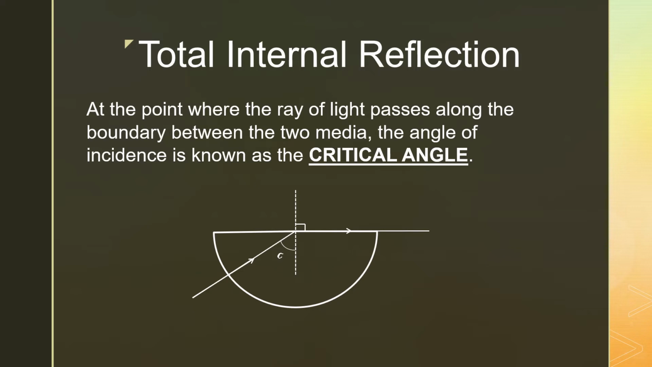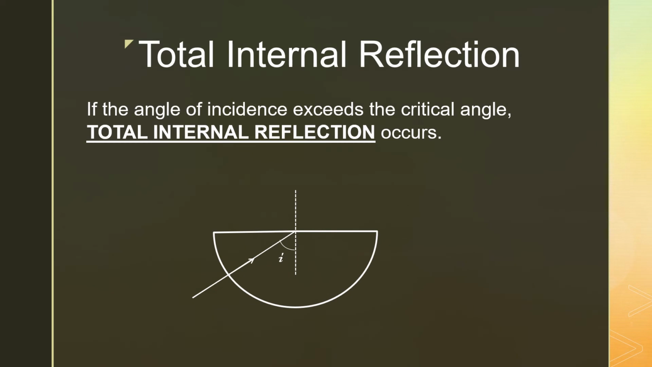Or to put it another way, the critical angle is the angle of incidence that results in the angle of refraction being 90 degrees. So what happens if the angle of incidence is bigger than the critical angle? Well, this happens. We get what we call total internal reflection. So now none of the light is leaving at that boundary. All of it is being reflected.